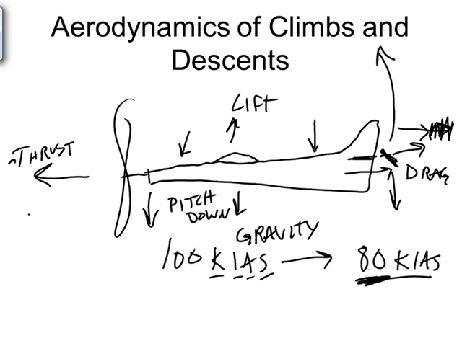I know this one's going to be really hard. But if we were cruising along at 100 knots, what's going to happen to the airspeed if we don't touch the throttle and all we do is just push down on the control wheel? What's going to happen to the airspeed, Jonathan? It's going to increase, yes. So we're going to end up going faster. So instead of going 100 knots, maybe we're going to go 120 knots.